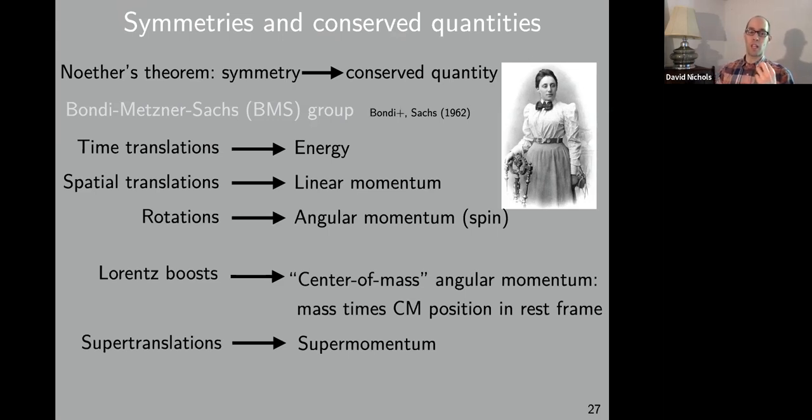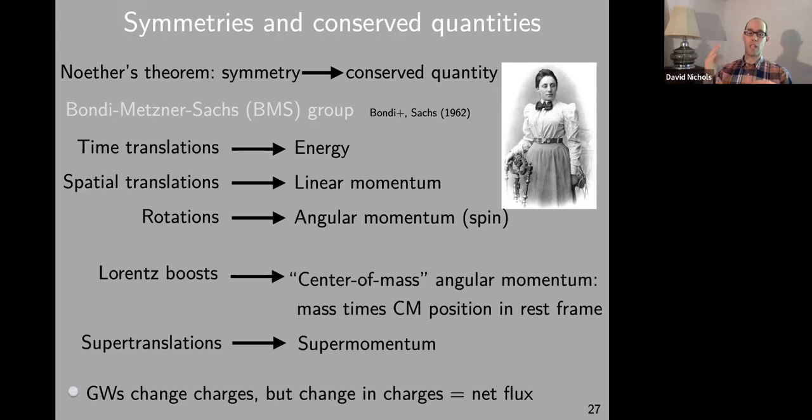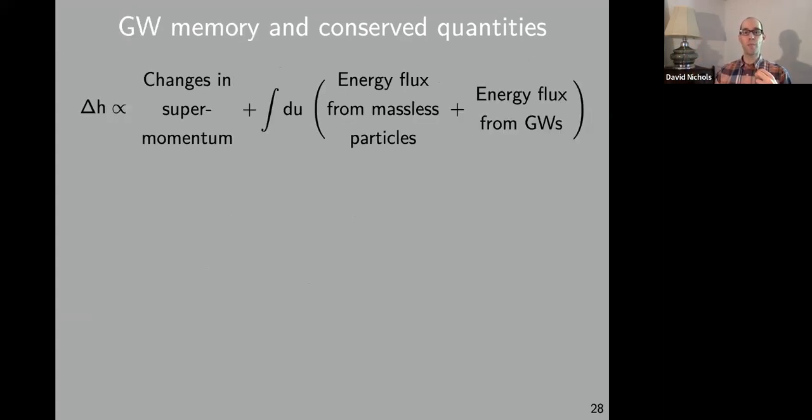And when I say conserved here, what I mean is that when you have this picture of null infinity, gravitational waves can change your charges, but the change in the charges is equal to some net flux of energy or linear momentum or supermomentum between the two different retarded times.